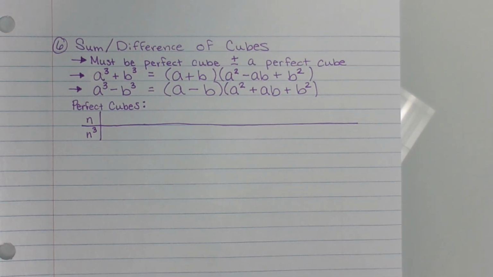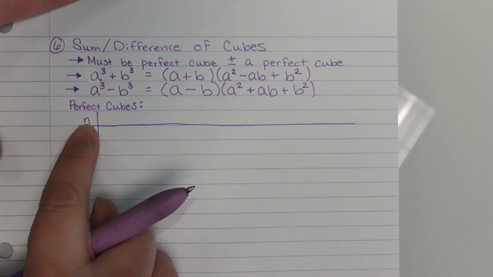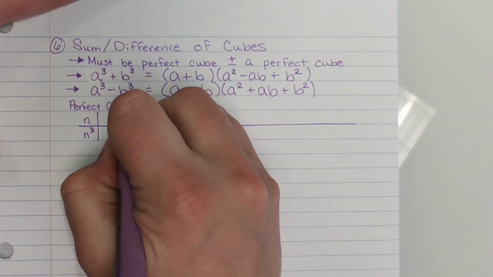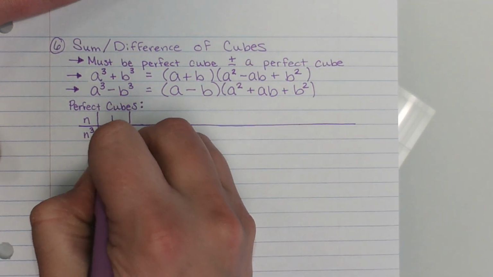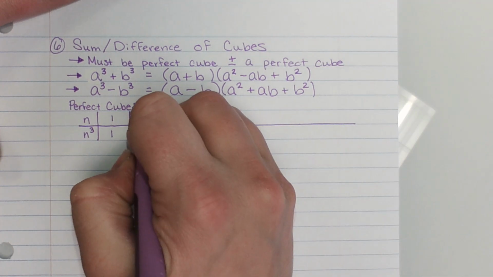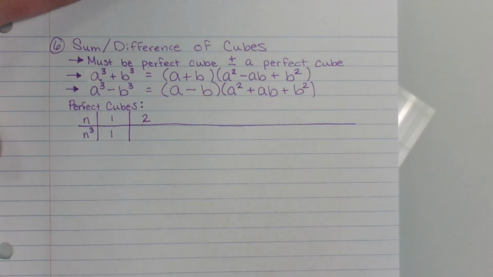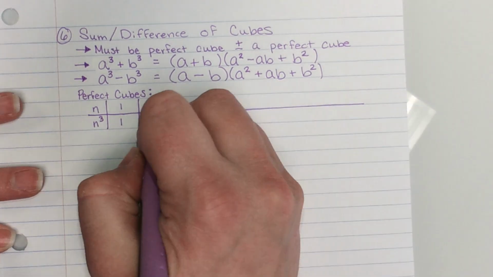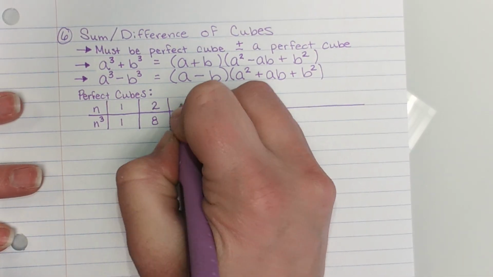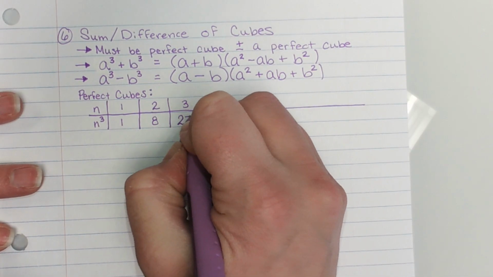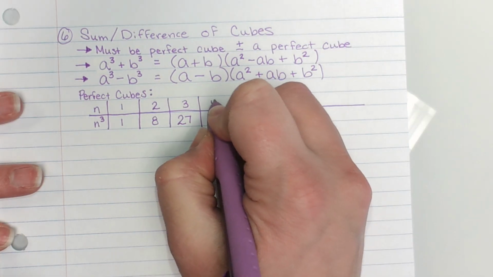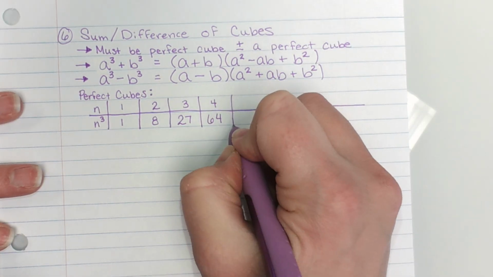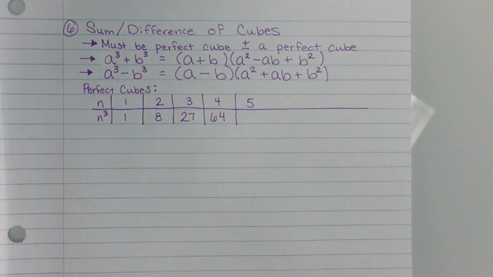In that little chart, I've got n's and I've got n cubed. So n's, in other words, is the thing that you're cubing. 1 cubed is 1. 2 cubed. What does it mean to cube something, by the way? Multiply by itself 3 times. 2 times 2 times 2 happens to be 8. 3 cubed is 27. 4 cubed is 64.